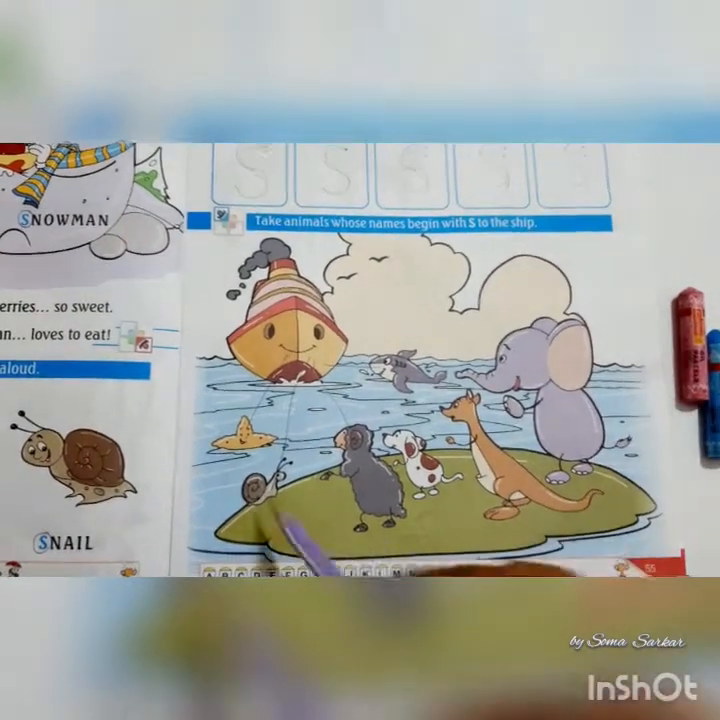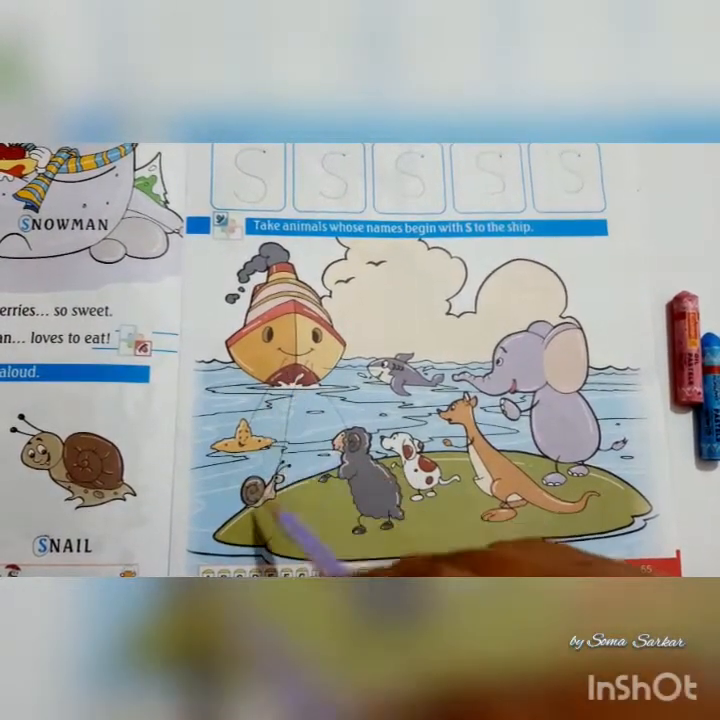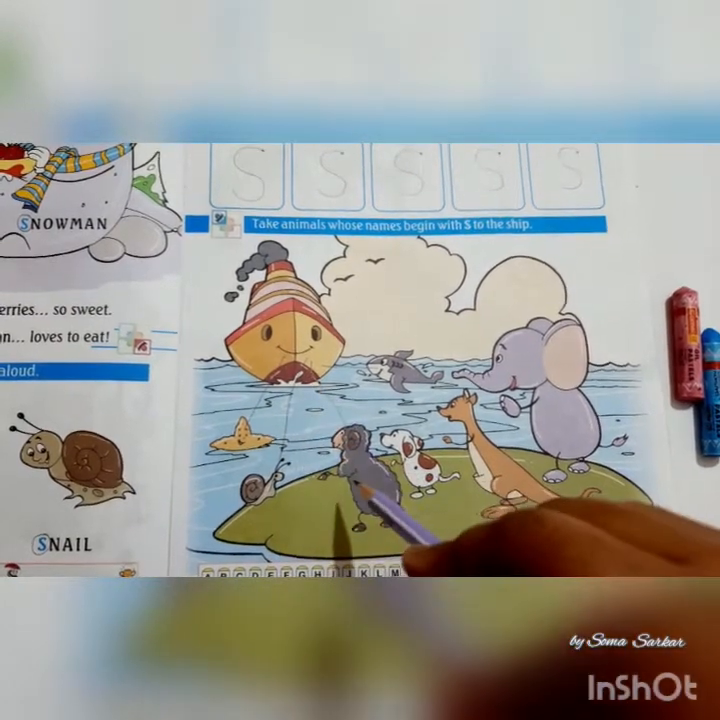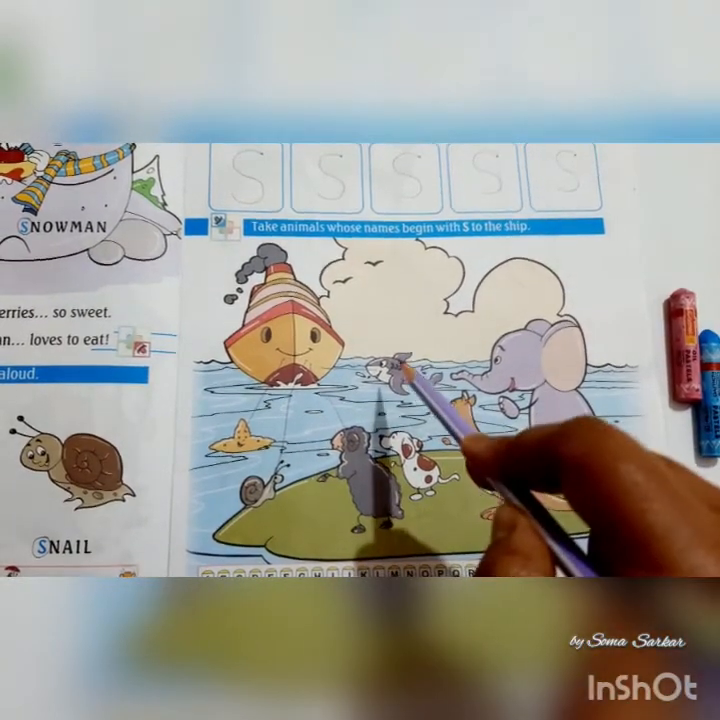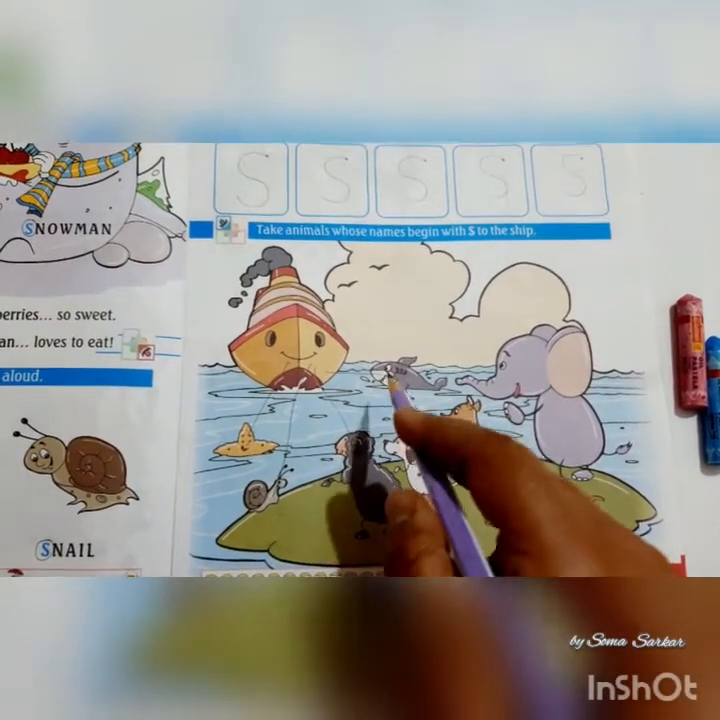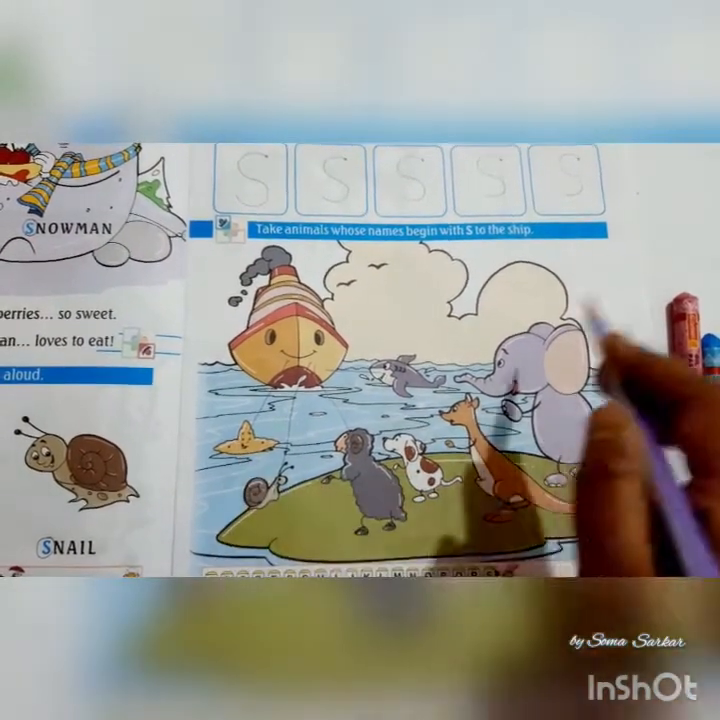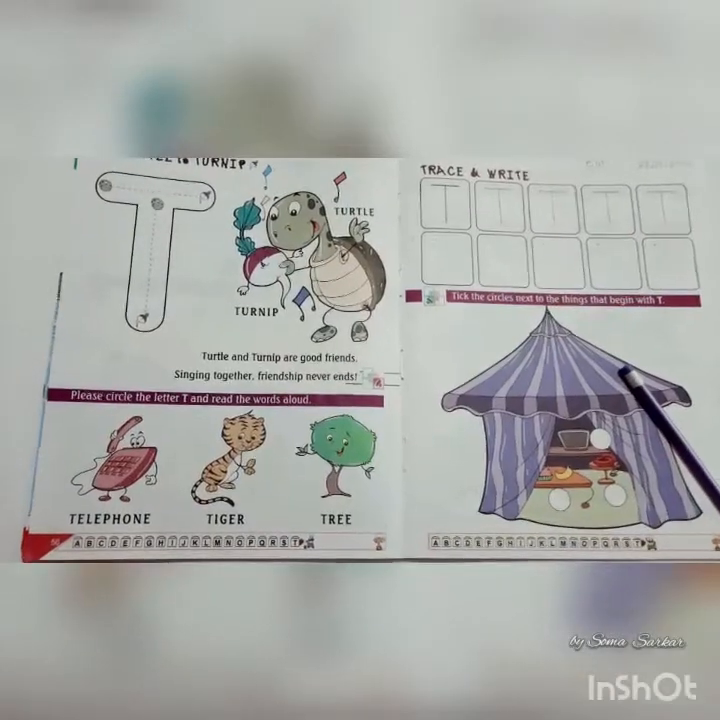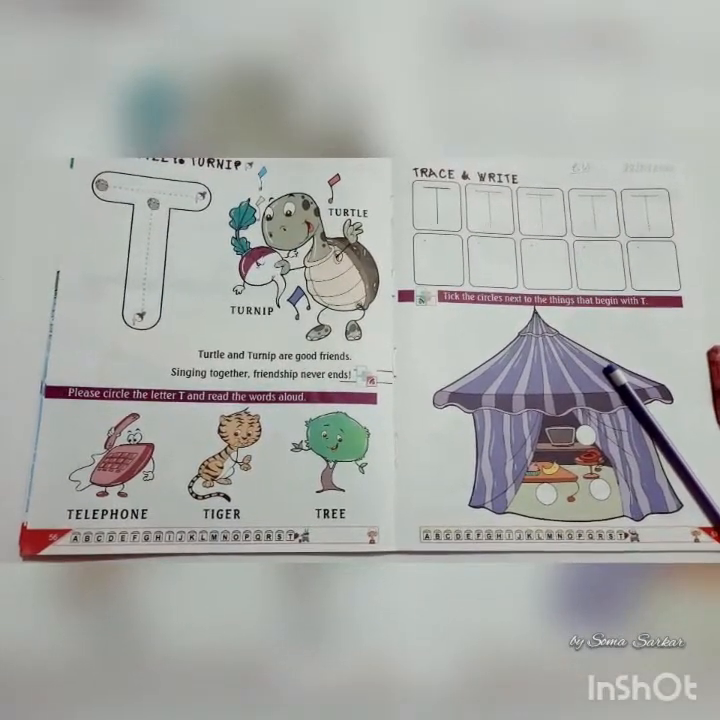E is for elephant. So we can't take the elephant in this ship. Okay? S is for starfish. S is for snail. S is for sheep. S is for shark. Okay? So match these four animals only. Now come to the next page.